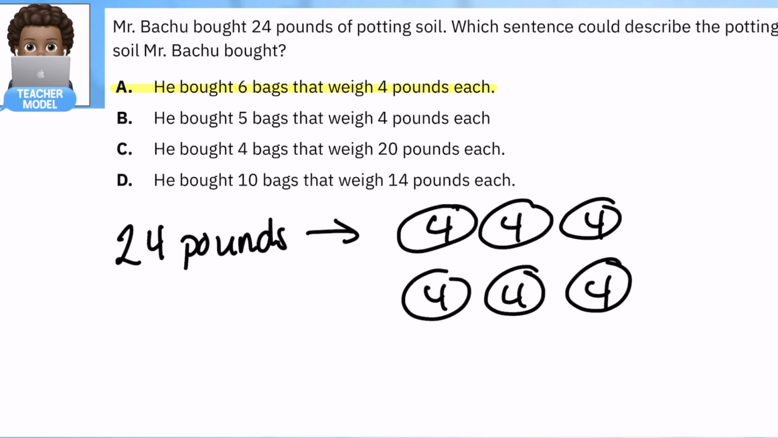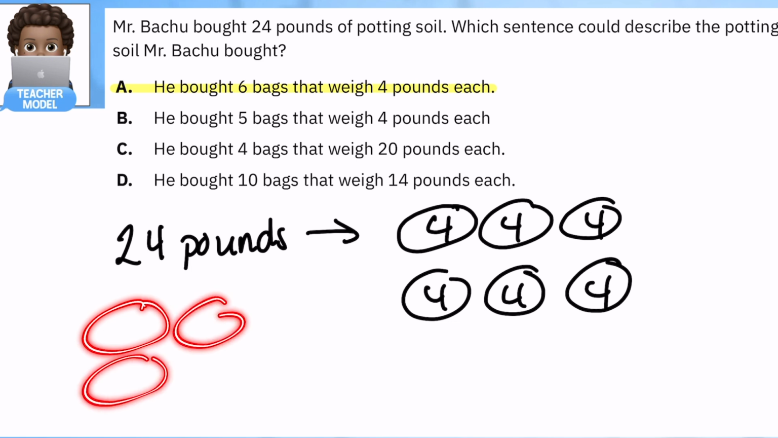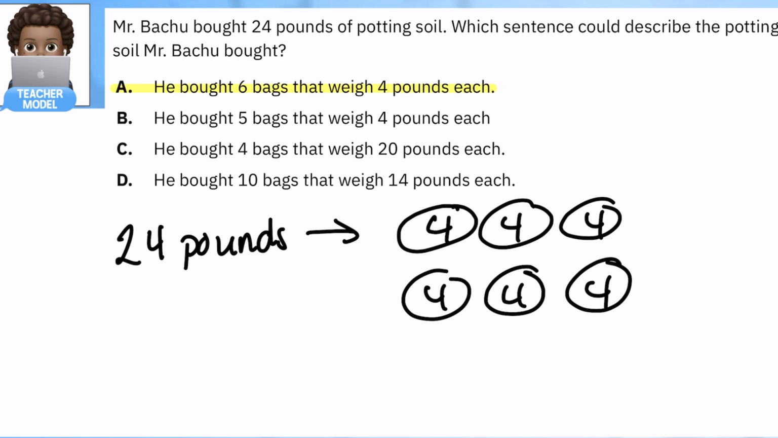Some kids may have said, well, what about 4 bags that weigh 20 pounds? Well, think about that. If you have 4 bags and each one has 20 pounds, you would not have 24 pounds. You would have a lot more than that.